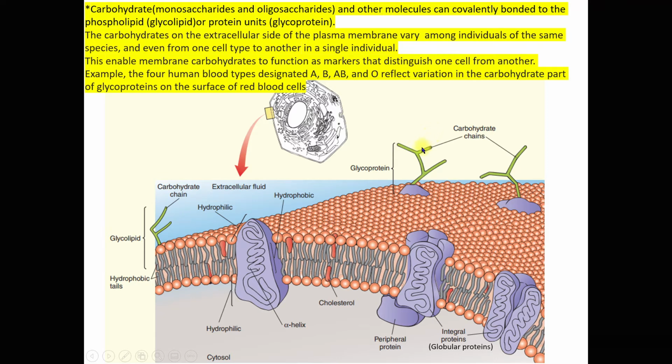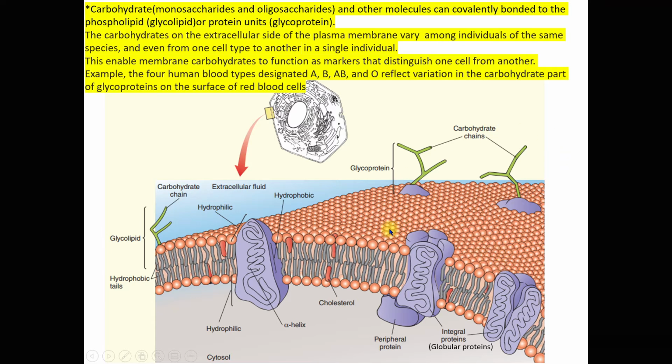So anyone who has a Y-shaped carbohydrate chain or glycoprotein on their red blood cell is in the A blood group. Whoever has a more branched one may be in the B blood group. Like me, I am O, right? I have O blood.